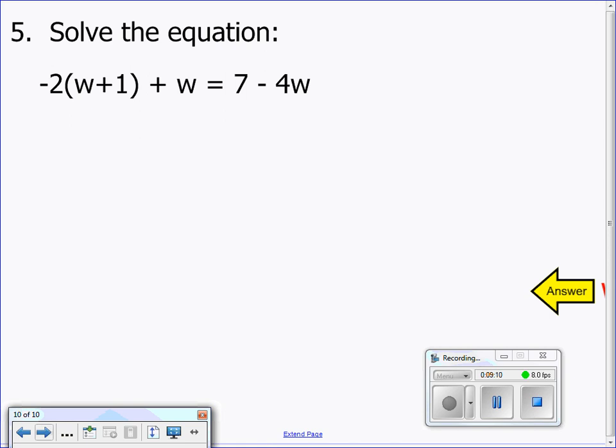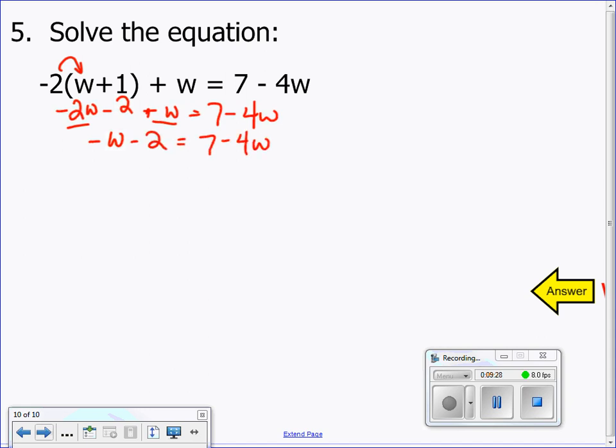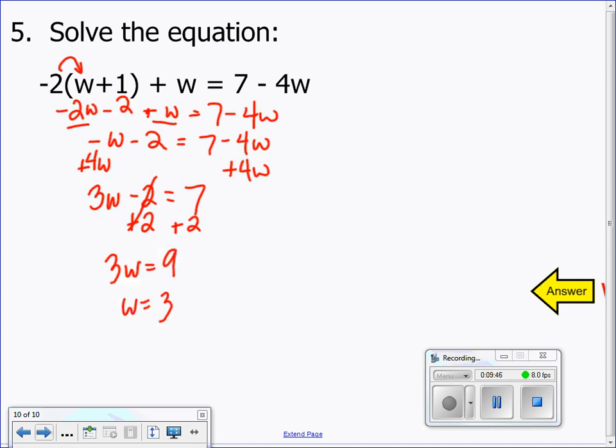So we're going to distribute here. So negative 2w minus 2 plus w equals 7 minus 4w. Combining like terms, this will give you negative w minus 2 equals 7 minus 4w. I would move the smaller of the 2, so that would be the 4w, to get 3w minus 2 equals 7. Add 2 on both sides. 3w equals 9, and w equals 3. And that would be the solution. And this is how we multiply polynomials by 1.